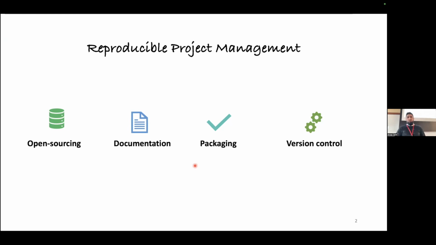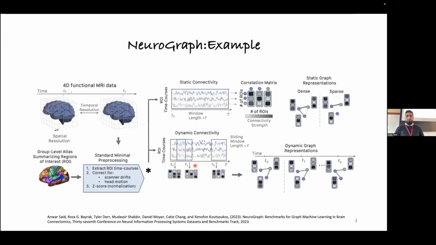In order to implement these tasks, I'm going to consider an example from NeuroGraph. NeuroGraph is a recent tool that we developed for processing fMRI data, and we presented this tool last year at NeurIPS. The key idea behind this tool is that it provides different tools for processing fMRI data. The main theme of the overall framework is to construct graph-based representations from fMRI data.